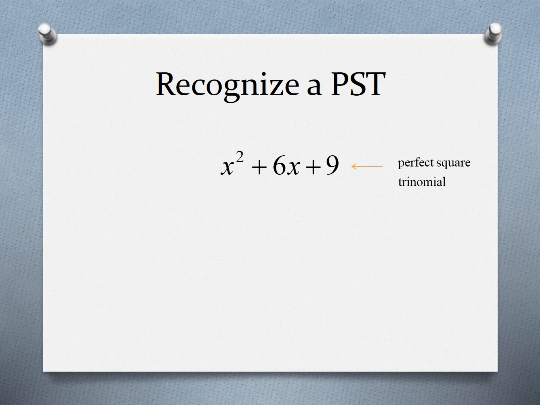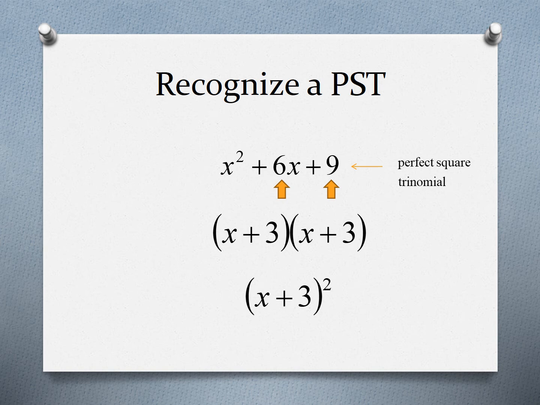And then my middle term and my last term have a unique relationship. Half of 6 is 3. 3 squared is 9. I definitely have a perfect square trinomial, which means I can write it in its binomial form or its binomial squared form, whatever is most convenient for me when this expression is contained inside of an equation.